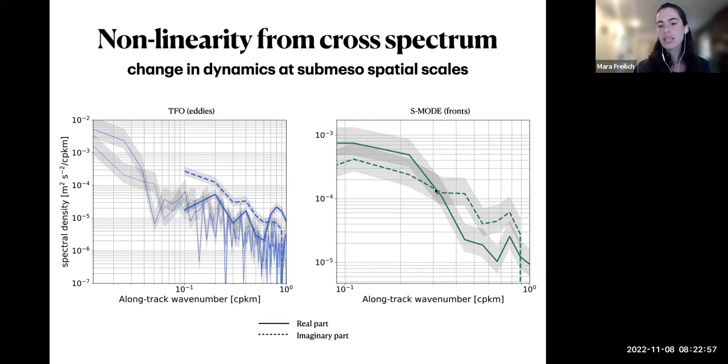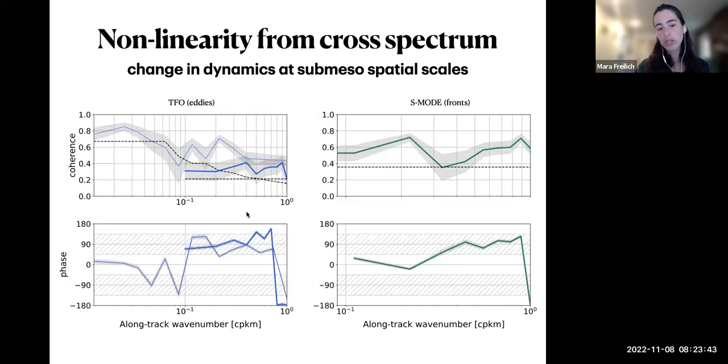And what we see in this eddy region is that at scales below around 10 kilometers, the imaginary part becomes dominant. And so we're violating this assumption that the cross spectrum is real, with these important dynamical implications that this is showing us where the flow is nonlinear. And in this frontal region, we actually have a transition at scales of just a few kilometers between the cross spectrum being mostly real to the cross spectrum being mostly imaginary, saying that this is the scale at which we have a transition to nonlinearity.